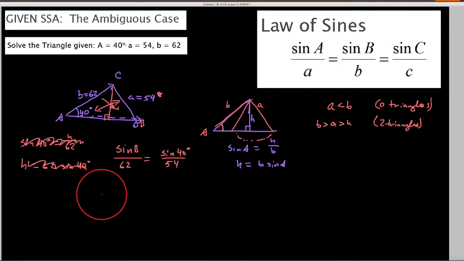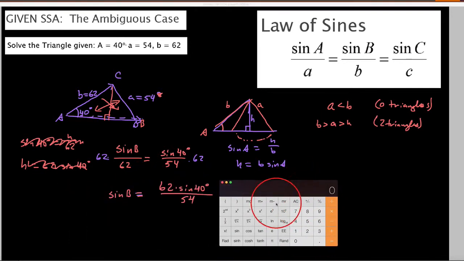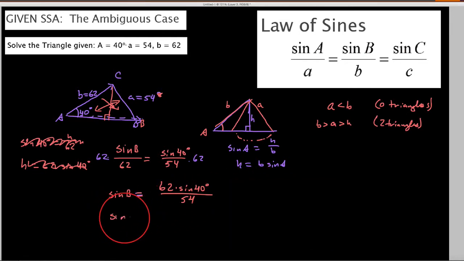Solving for this, we take both sides times 62. We say sine of B is equal to 62 times the sine of 40 degrees all over 54. And so we'll get a value for this. Let me get my calculator here. We're going to evaluate the top first. We have the sine of 40 degrees times 62, and then we divide by 54. So we get 0.7380. Sine B is approximately 0.7380.